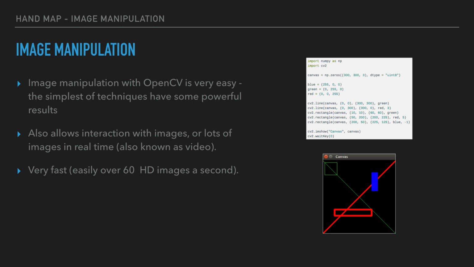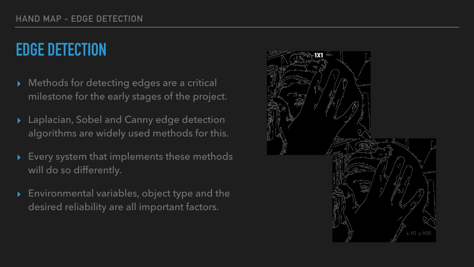Now let's take a look at image manipulation. Image manipulation in OpenCV is very easy. It's one of the simplest techniques and has some very powerful results. It also allows interaction with images, or lots of images in real time, also known as video, and at a very fast rate. In my early testing, I've been able to completely scan and manipulate images at a speed of up to 60 frames per second. So let's actually take a look at some of these techniques.